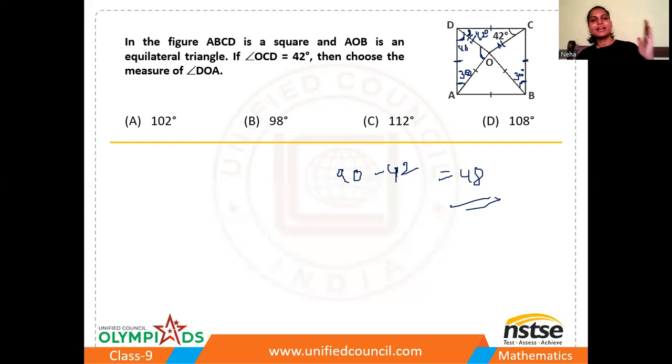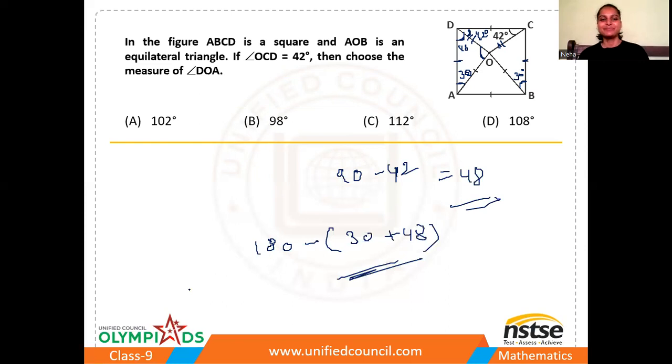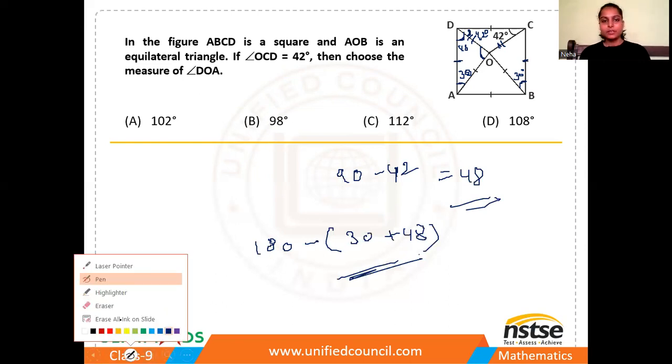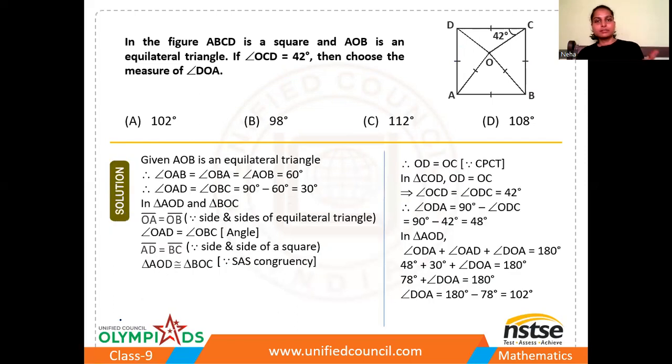In the triangle, we have two angles, so we can easily find the next one, which is 180 minus (30 plus 48). This is your answer. So you don't even have to write any step. You have your diagram, so you can solve the whole question in the single diagram. This is how you can write this question in your subjective exam.